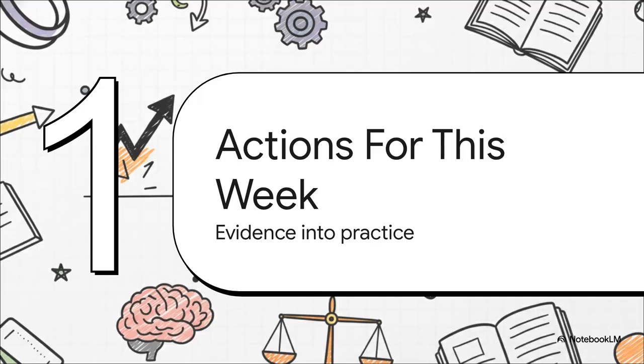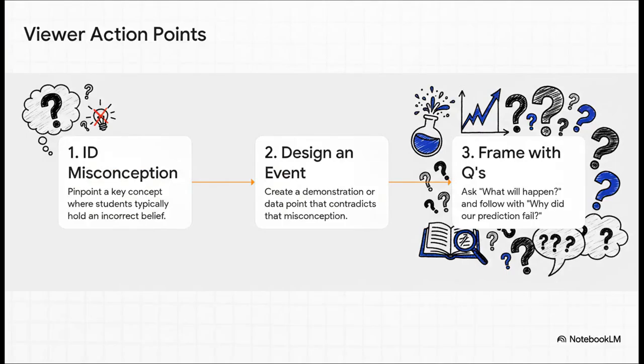All right, so much for theory. How do we make this real? Let's get practical. Here are 3 things you can try in your classroom this week. Okay, action point 1, find a misconception. Just look at your lesson plans for next week and pinpoint one thing that students always get wrong. Got it? Good. Step 2, design a surprise.